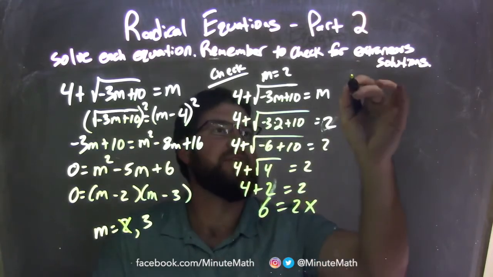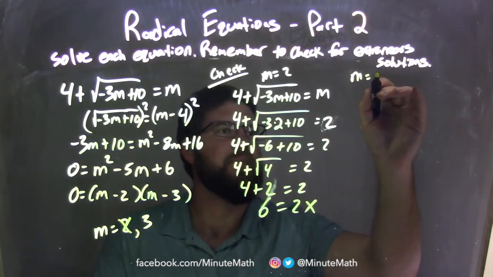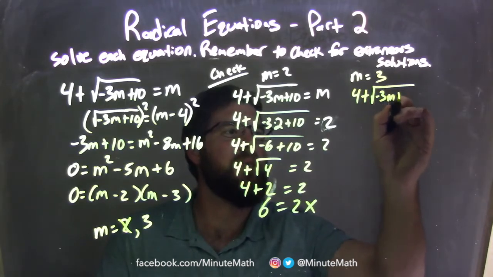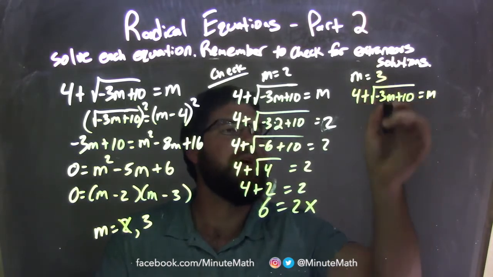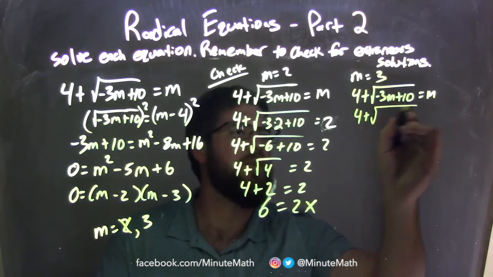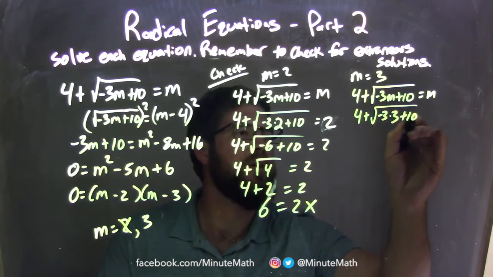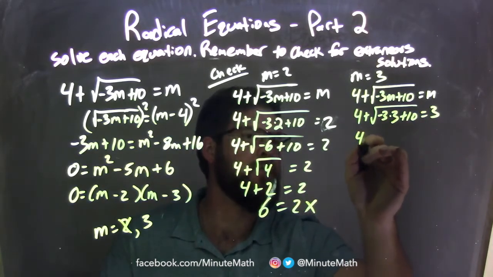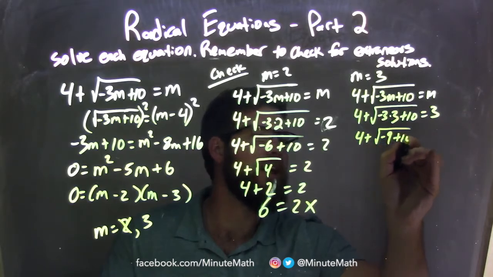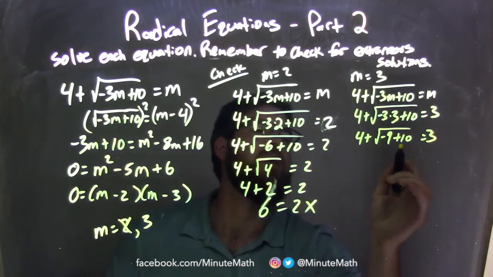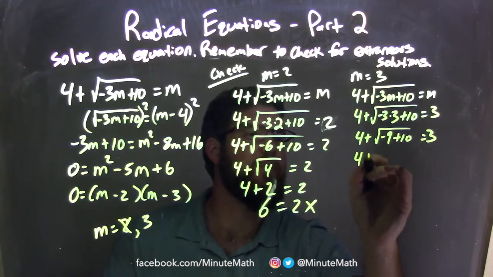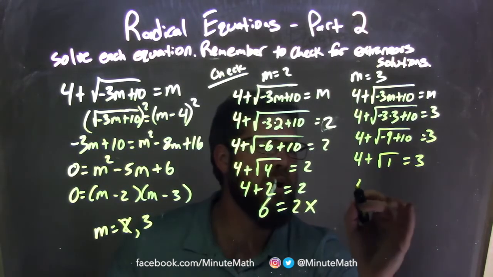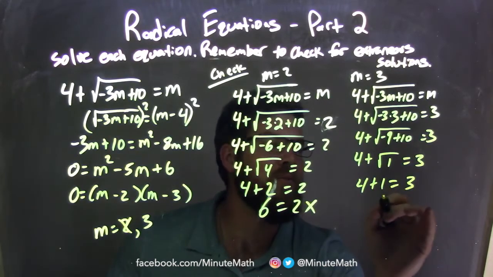So let's try 3. So m equals 3. Let's go check that. We rewrite our equation: 4 plus the square root of negative 3m plus 10 equals m. Let's plug 3 in for both m's. 4 plus the square root of negative 3 times 3 plus 10 equals 3. Negative 3 times 3 is negative 9. So 4 plus the square root of negative 9 plus 10 equals 3. Negative 9 plus 10 is 1, so we have 4 plus the square root of 1 equals 3. Square root of 1 is just 1. 4 plus 1 is 5.